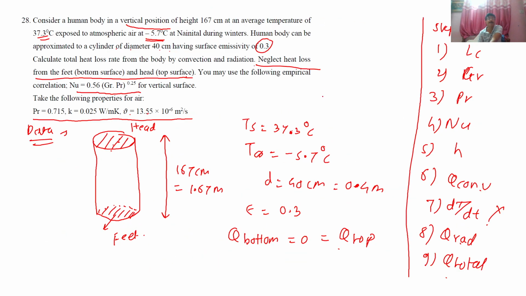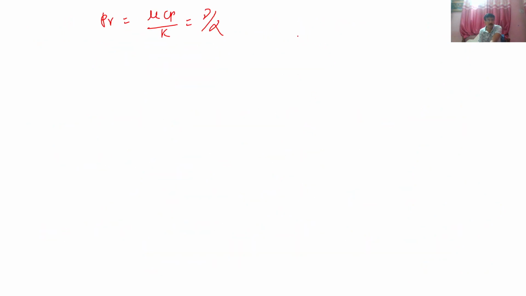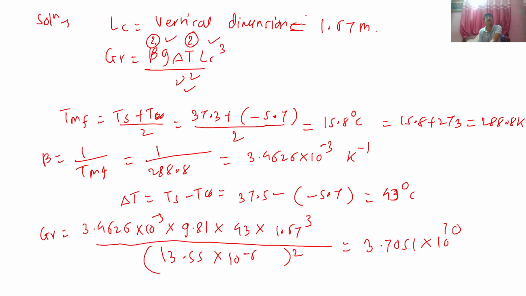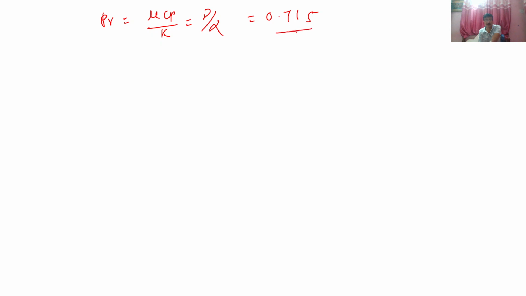PR, Prandtl number. Prandtl number के दो फॉर्मूले हैं, mu Cp by k और nu by alpha. बट पहले चेक करो ये वैल्यू Prandtl number की प्रॉपर्टी टेबल में है क्या. You see here they have given Prandtl number directly to you, 0.715. So I don't want to use the formula. 0.715. It's directly known to us. फॉर्मूले की जरूरत नहीं पड़ेगी हमें.